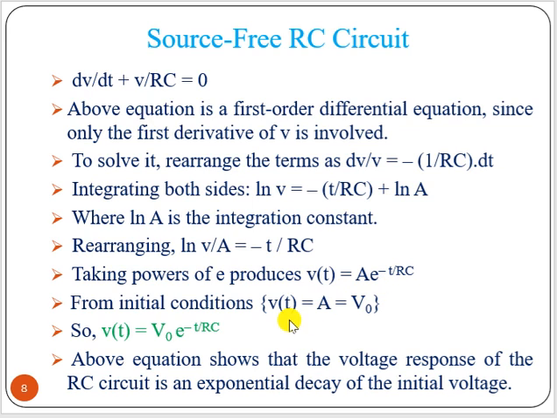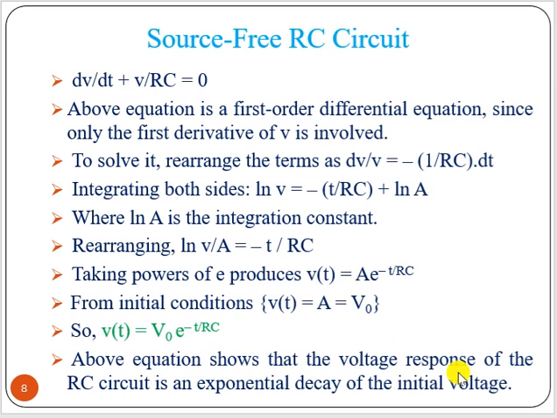Now from initial conditions, we know that when t equals 0, e to the power 0 is nothing but 1. So the initial value v0 is nothing but A. So A is nothing but v0. So we can write V(t) = V0 e^(-t/RC), where RC is called the time constant. It is also written as tau. So this is the response when the RC capacitor discharges through the resistor. This is the discharging equation.